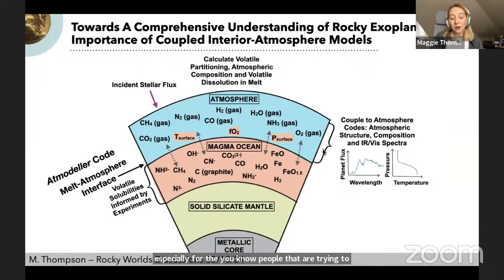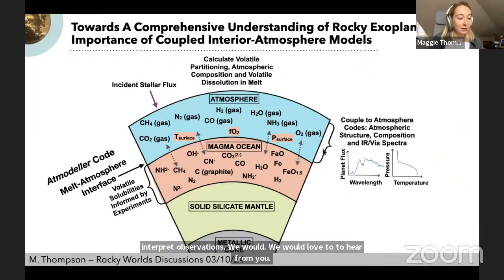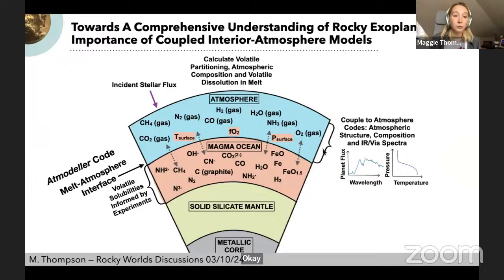Okay. Now, these experiments are really great, and putting these solubility laws together are really important, but we need a theoretical framework to ultimately use all of this knowledge to actually simulate what we would expect a particular rocky magma planet's atmosphere to be composed of.